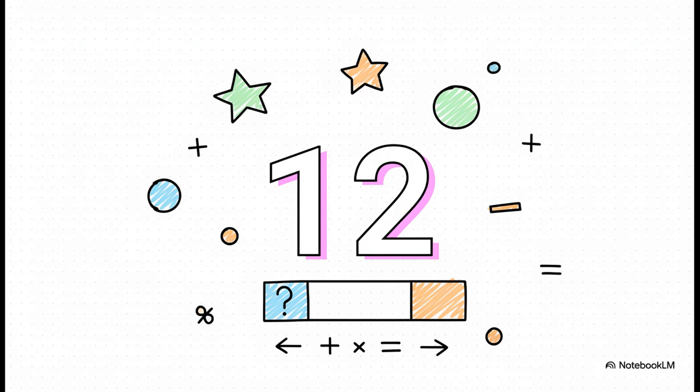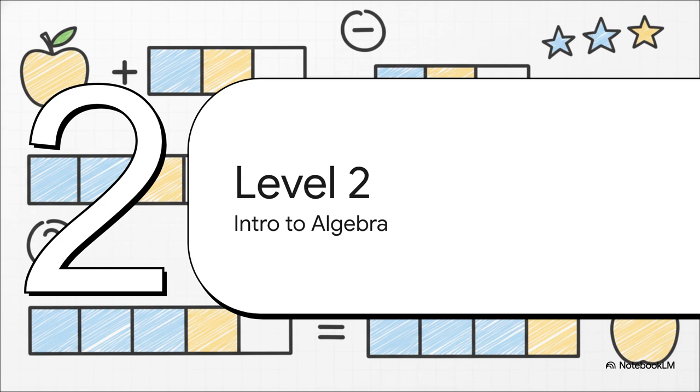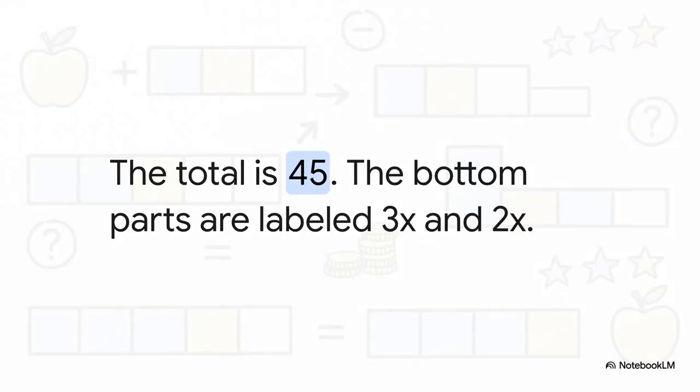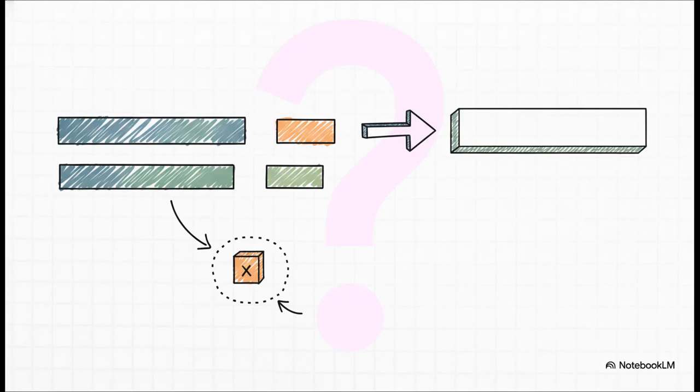Pretty cool, right? Okay, let's crank up the difficulty just a little. On to level 2, solving for x. We've got the hang of basic numbers, so let's throw in a little bit of algebra. But don't sweat it, the exact same rules still apply. All right, take a look at this one. Our total up top is 45, but check out the parts on the bottom. One is labeled 3x, and the other is 2x. So we don't know their exact numbers yet, but we do know they're both connected to this mysterious value, x. So that's our next challenge.